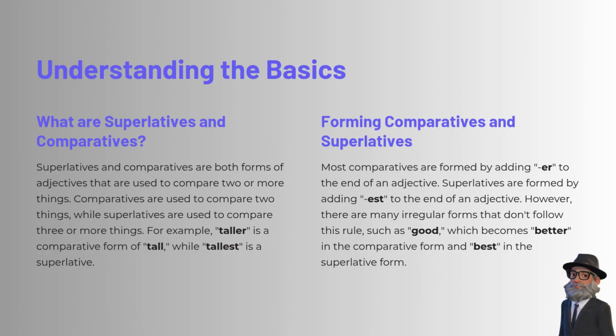Forming comparatives and superlatives. Most comparatives are formed by adding er to the end of an adjective. Superlatives are formed by adding est to the end of an adjective. However, there are many irregular forms that don't follow this rule, such as good, which becomes better in the comparative form and best in the superlative form.